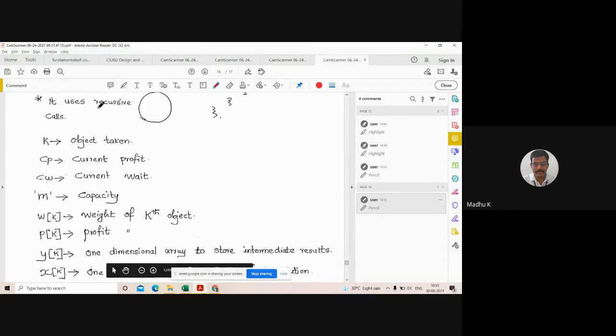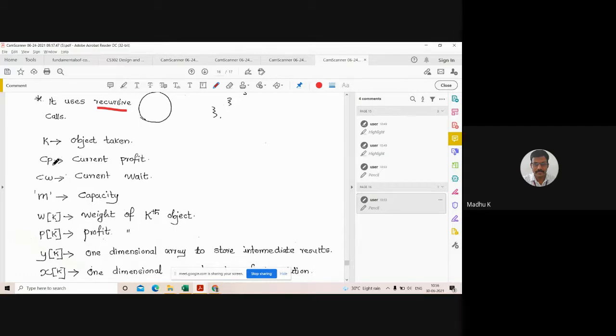It is a recursive algorithm because it is using backtracking. The function calls itself until we get a solution or not. Another parameter is k. k is the object taken. There will be n objects, and k will take values from 1 to n.